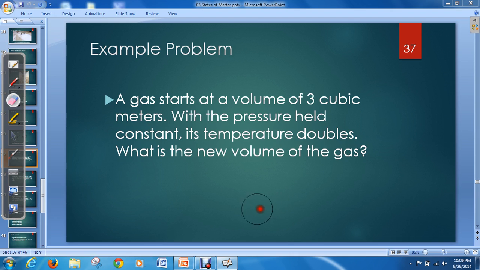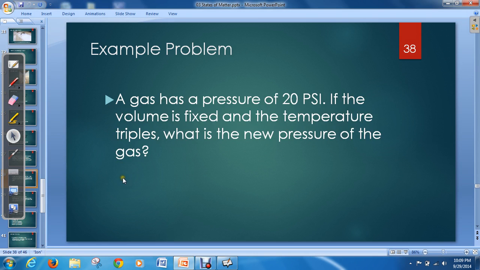So try this one on your own, if you're doing this for participation. A gas has a pressure of 20 psi. If the volume is fixed and the temperature triples, what is the new pressure of the gas?